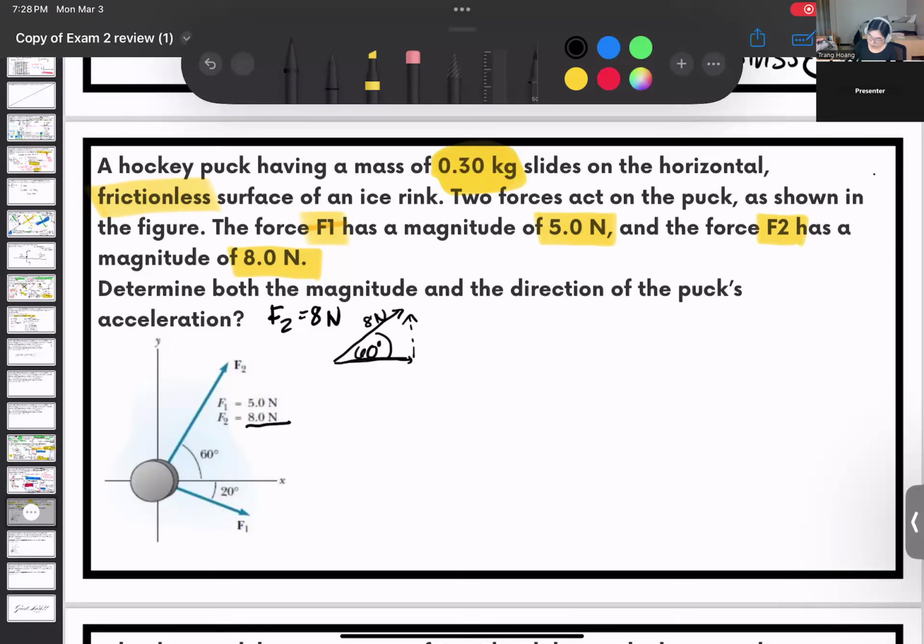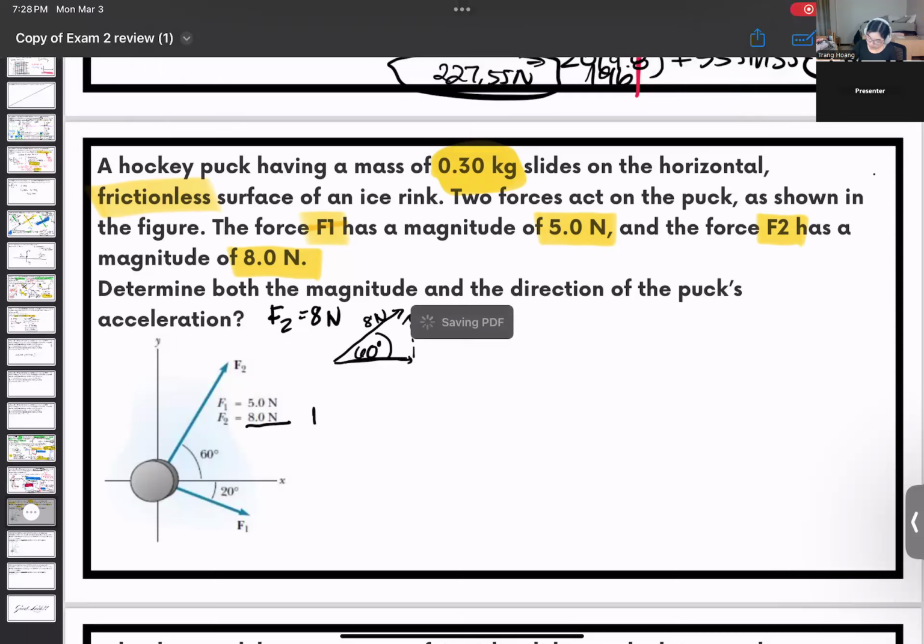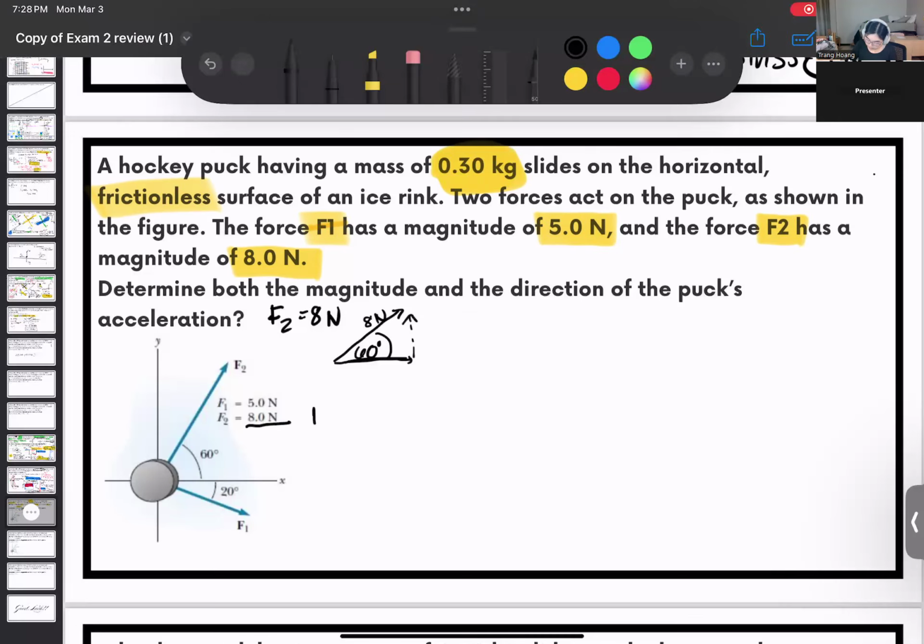So we see force one. Force one is equal to 5 newtons. What we see is x, the actual force, and then this 20 degrees angle right here. Force one is 5 newtons, which means 5 newtons is right here. So this is our starting off point. We're sketching what we're seeing.